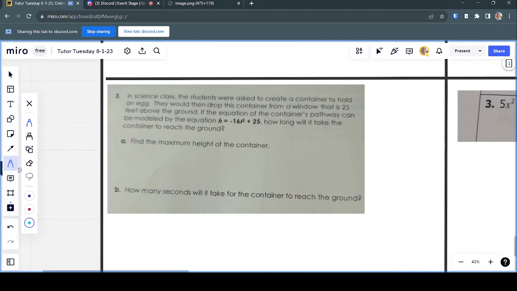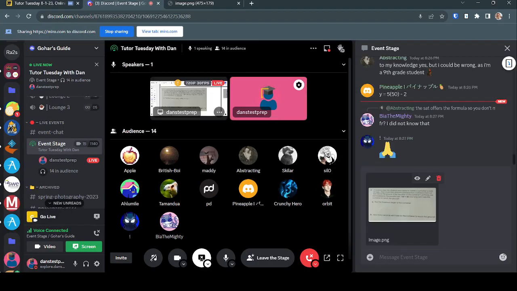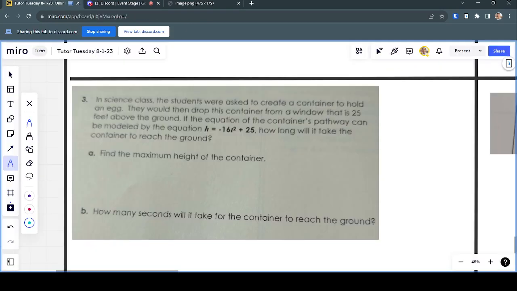But this was a problem sent in by a student that I found kind of interesting. It's the quadratics and how we can use them to model real-world problems. So let me make sure everybody can see this in chat. In science class, the students were asked to create a container to hold an egg. They would then drop this container from a window that's 25 feet above the ground. If the equation of the container's pathway can be modeled by the equation h equals negative 16t squared plus 25, how long will it take the container to reach the ground?